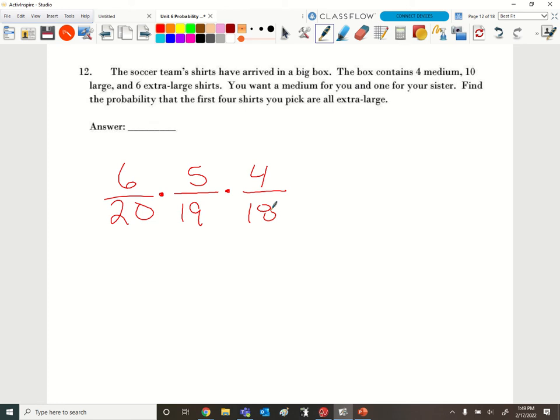So on my fourth shirt, how many extra larges are in there now? 3 out of how many shirts total? 17. There we go. And go ahead, plug those into your handy dandy calculator. And what do we get? 0.003. Like that? Yes? No? Maybe? Hopefully? All right. Okay, that's good.